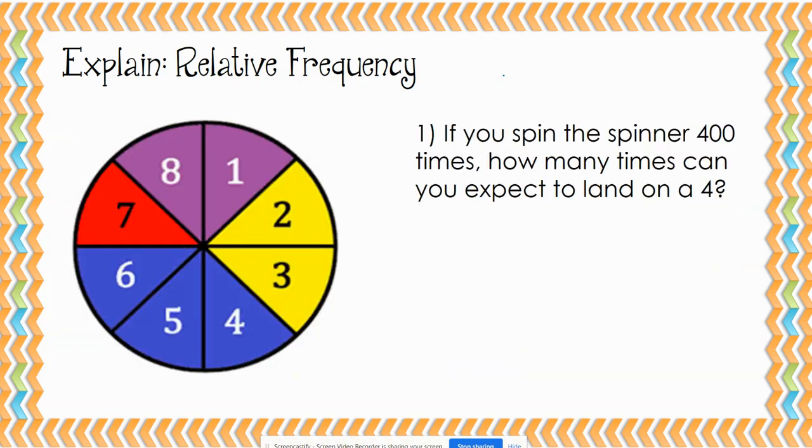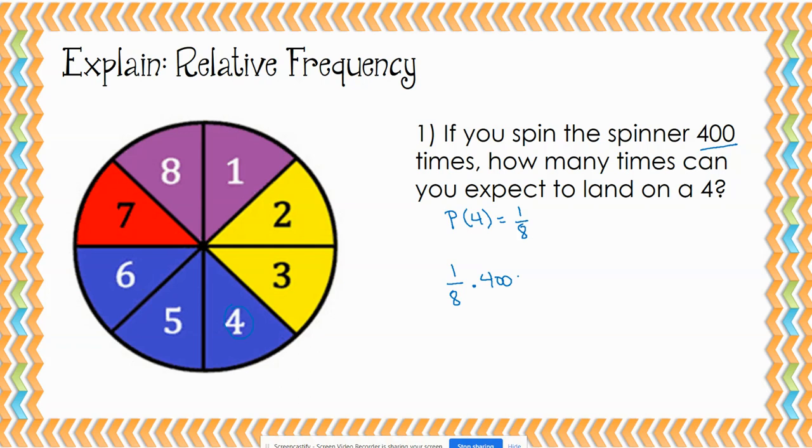You have this spinner, and it says if you spin the spinner 400 times, how many times can you expect to land on a 4? Well, the first thing that you would want to do is to find the probability of landing on a 4. For this spinner, we see that there is 1 4 out of 8 total spaces. So the probability of landing on a 4 is 1/8. This is the relative frequency of landing on a 4. To make a prediction based on this, I know that we are spinning the spinner 400 times.